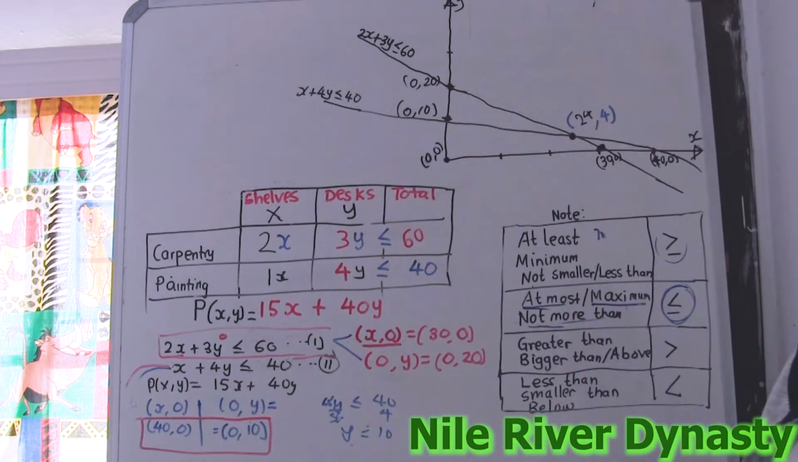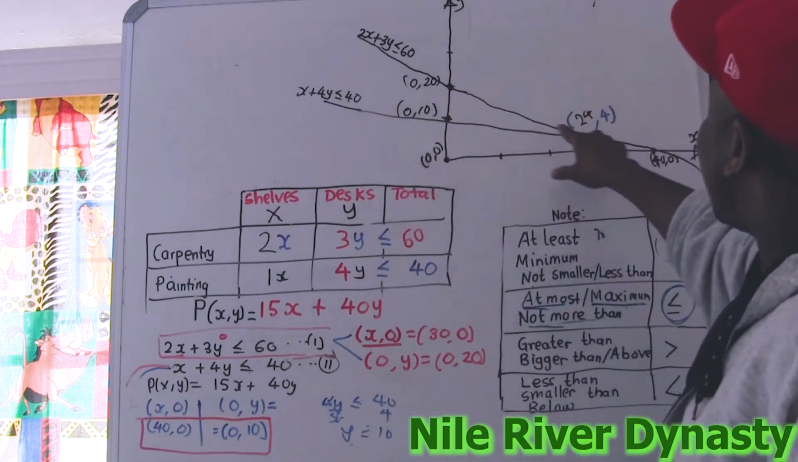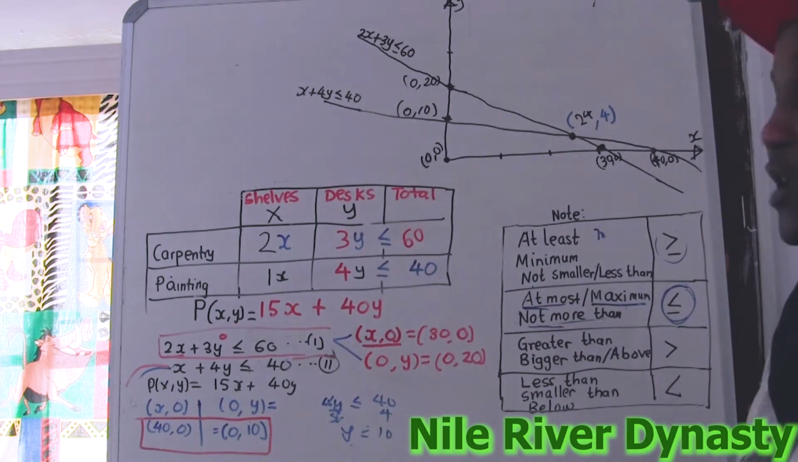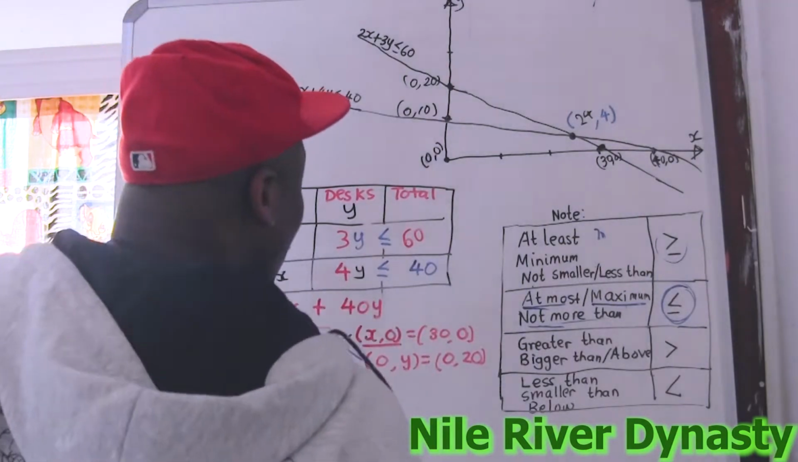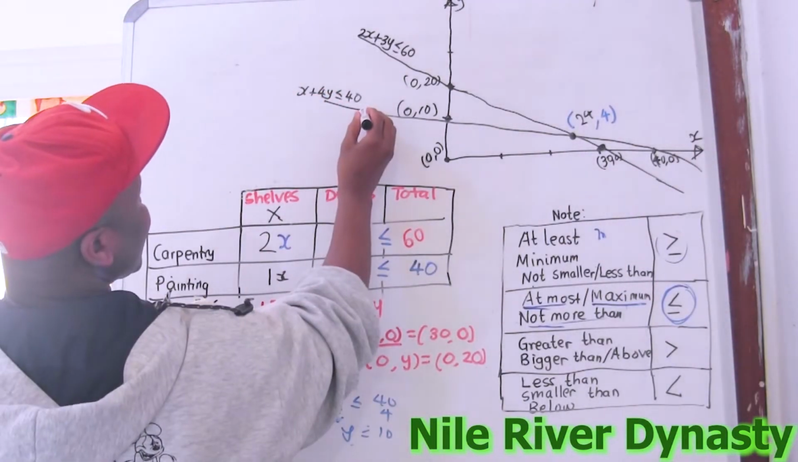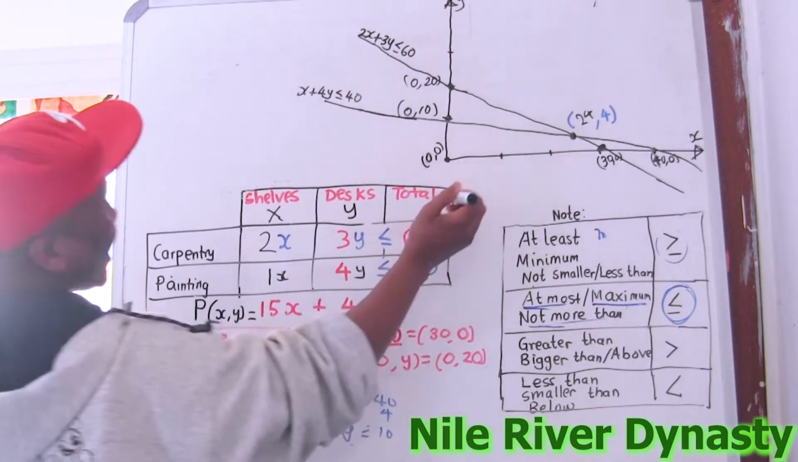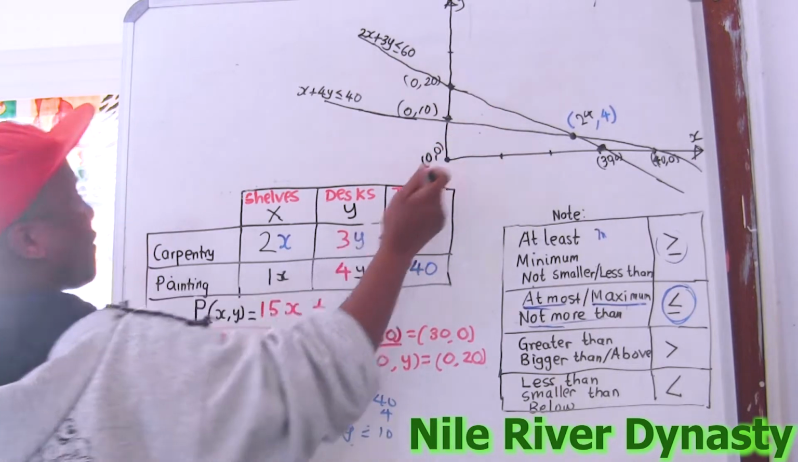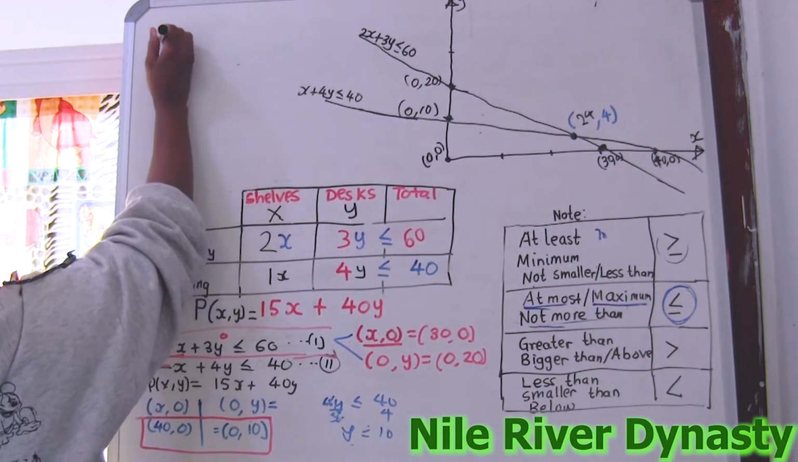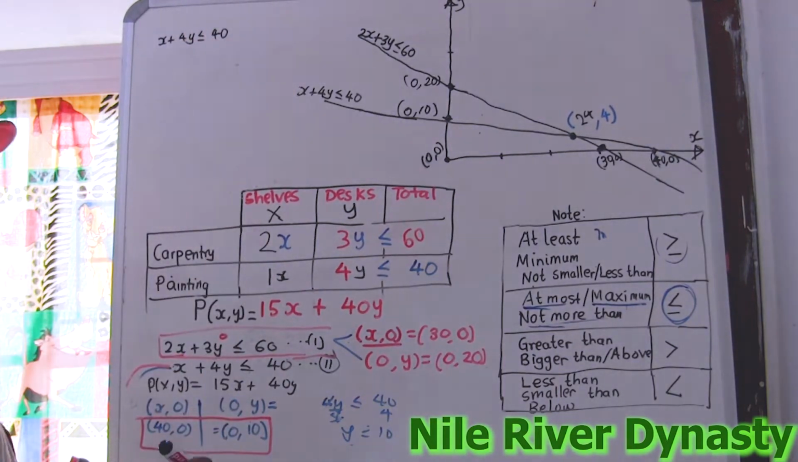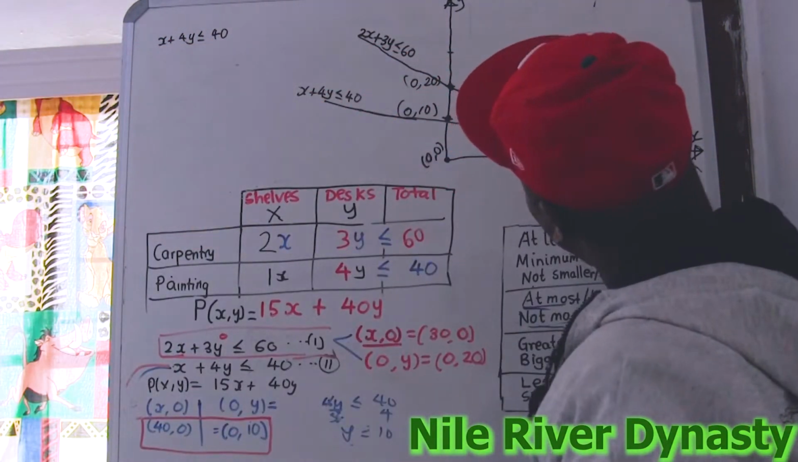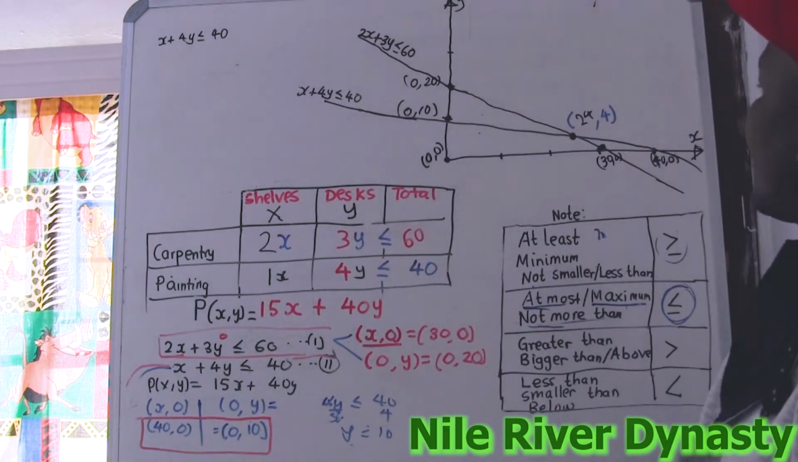Let's start with, let's say, this line. For the feasible region for this line, what you have to do is look at this line here. Take any point either above or below, and write your coordinate into your equation: x plus 4y less than or equal to 40. Let's take a point below.